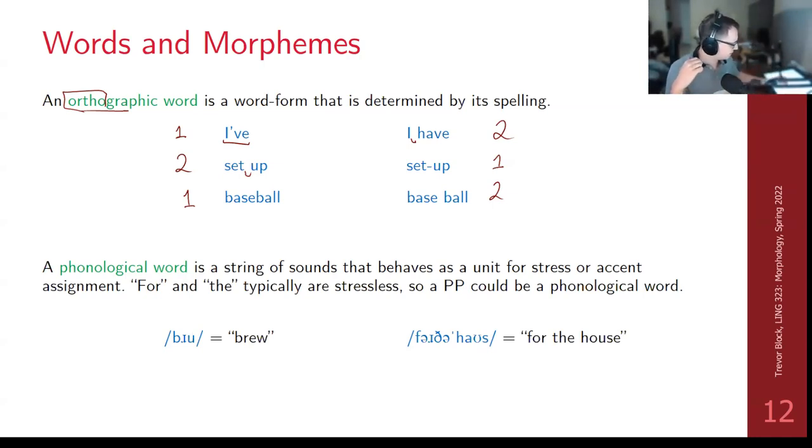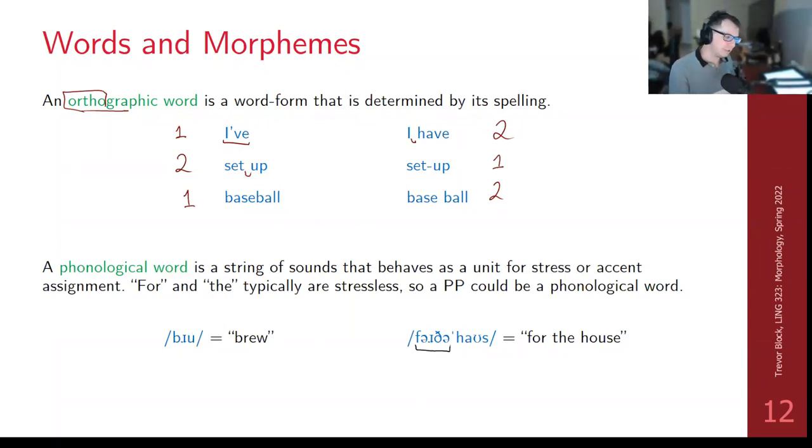But there are some cases where phonological words are bigger than what we would expect a word to be. So for example, when something is stressless, that doesn't have any impact on stress assignment, never take stress, that can be part of a phonological word with other words that we would think are words. So if I say, I bought something for the house, for and the are not stressed, they're stressless, but house is stressed. So we could say phonologically, for the house makes one unit together.